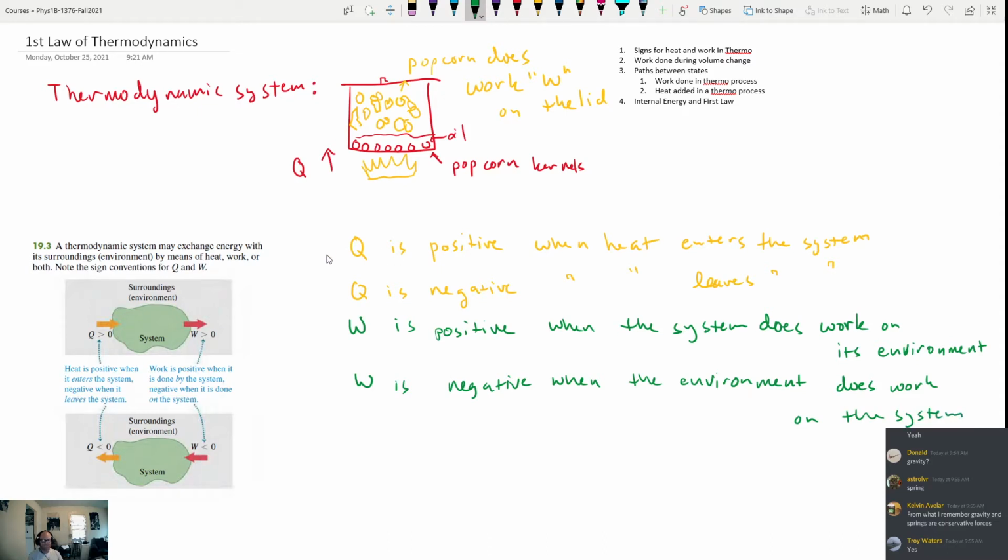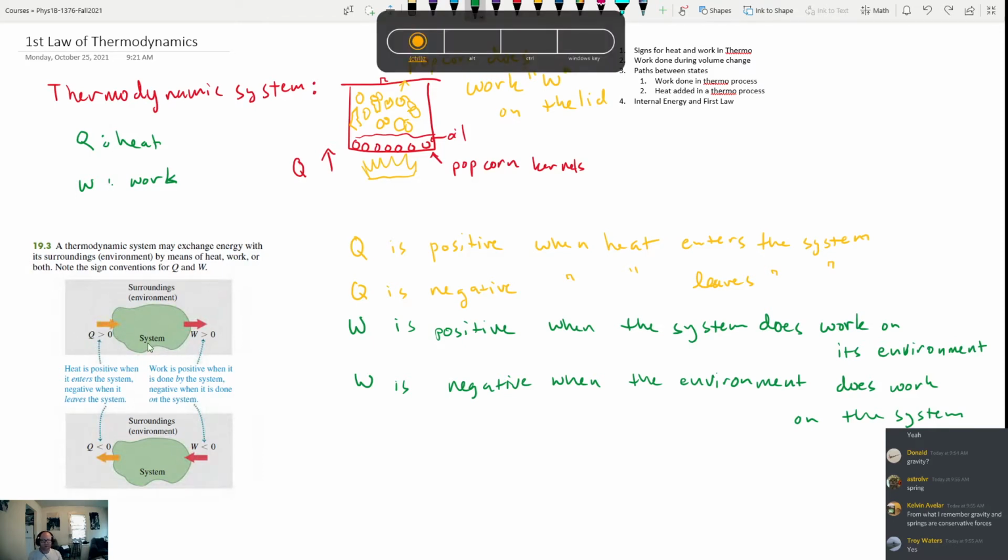Okay, so Q is heat, right? Just to remind you all, Q is heat, W is work. These are two of the key factors in the first law, which we will get to, but we're not saying it yet. Q is positive when heat enters the system, so heat coming in, that's what this picture right here shows. That when heat comes into the system, it's positive.